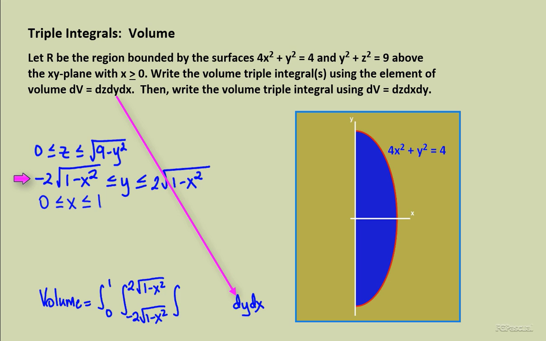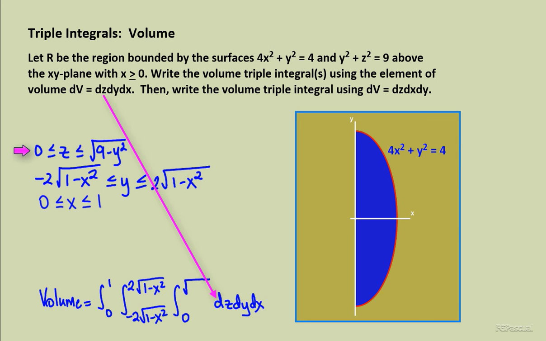Finally, the innermost integral, which is for the variable z. The lower limit is 0, and the upper limit is the square root of 9 minus y squared. Because this is just a volume integral, what goes inside the triple integral is simply the volume element dz dy dx.